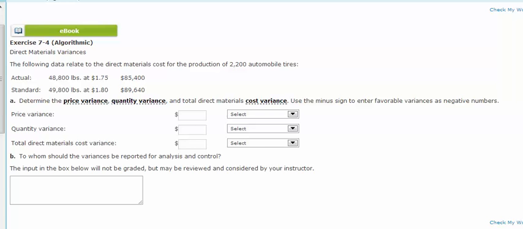This is exercise number 3 from chapter 7. I'm going to read the question so I can wrap my mind around it. It says, determine the price variance and the quantity variance and the total direct materials cost variance, using the minus sign to enter favorable variances as negative numbers. So I'm going to take those formulas that I showed you in my intro lecture to use those.